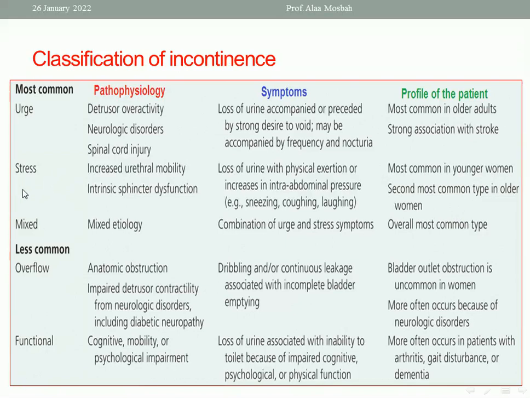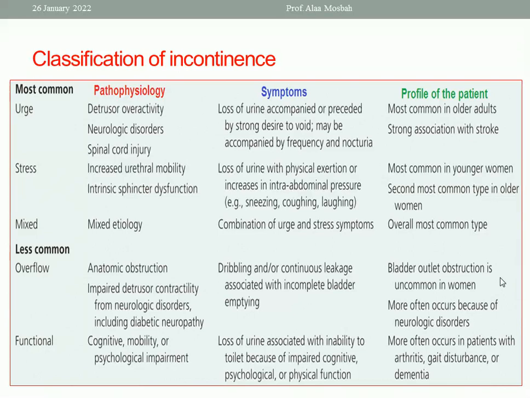Let us go to the stress incontinence. What is the pathophysiology? Increased urethral mobility or intrinsic sphincter dysfunction. What are the symptoms of stress incontinence? Loss of urine with physical exertion or increase in intra-abdominal pressure like sneezing, coughing, or laughing. What is the patient profile? Most common in younger women, age of 45, for example.